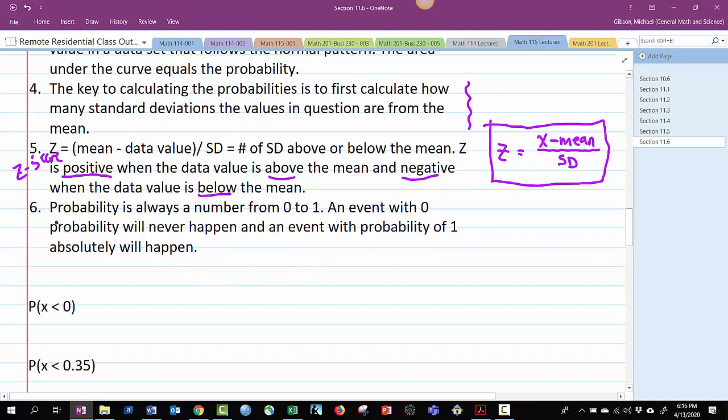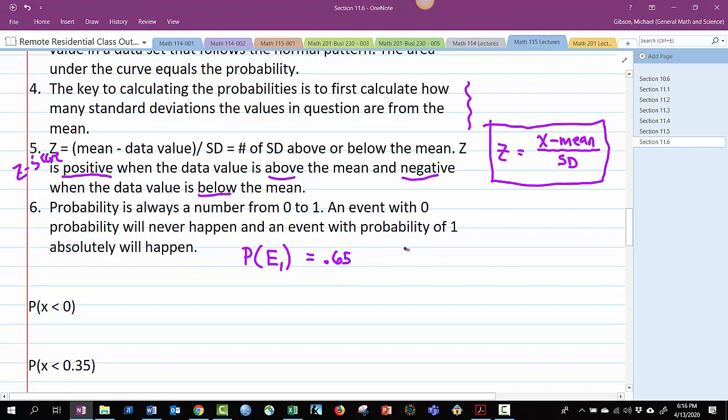One other little comment about probability is that remember, probability is always a number from 0 to 1. We're going to use this, okay? An event with 0 probability will never happen, and an event with a probability of 1 absolutely will happen. So kind of going along with this, let's say the probability of some particular event, I'm just going to call this event E1, is 0.65, right? It's fairly likely, 65% chance.